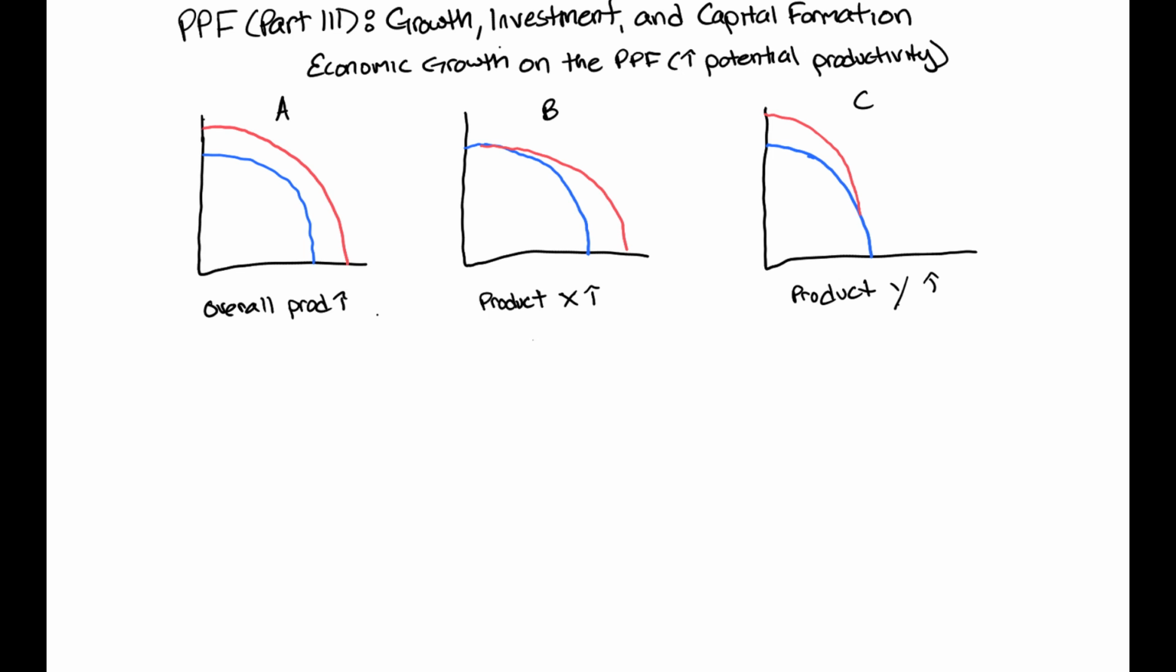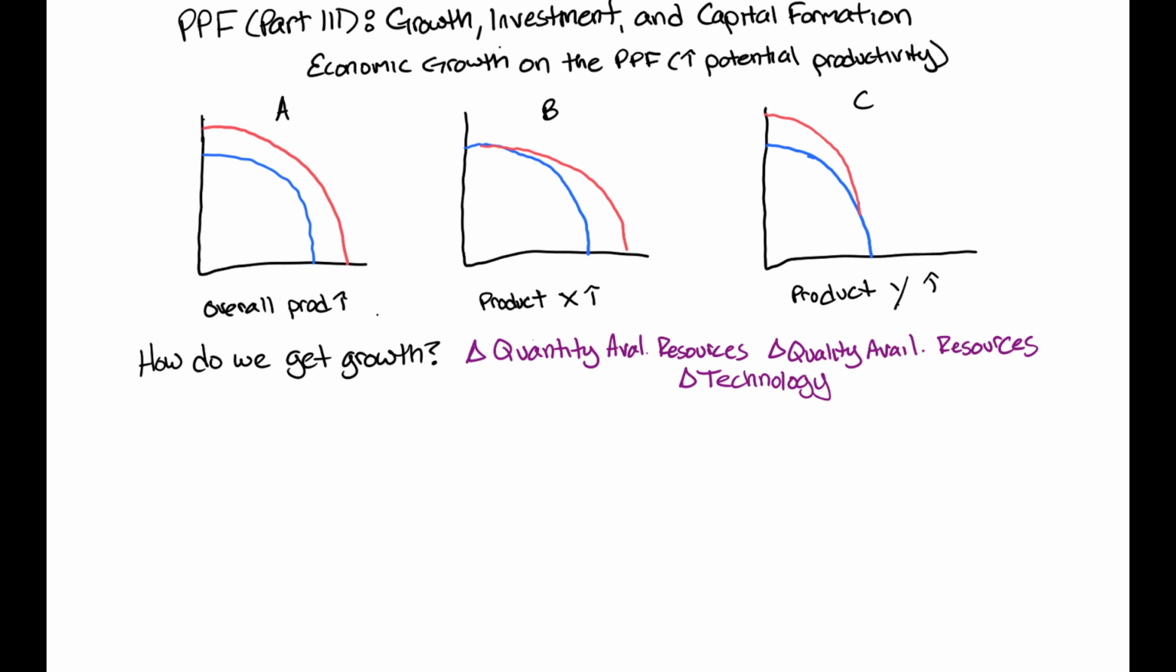If potential productivity is growing across the board, you have the kids draw A. If it only affects the product on the x-axis, you have the kids draw B. And if it only affects the product on the y-axis, you have the kids draw C. So once the kids know what economic growth looks like on the production possibility frontier, they can chart it out for themselves.